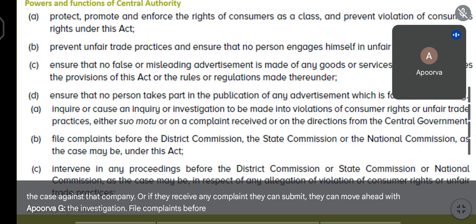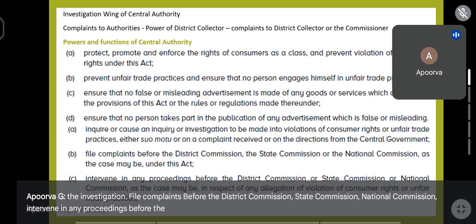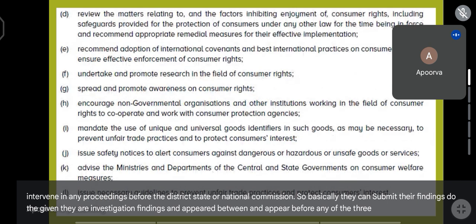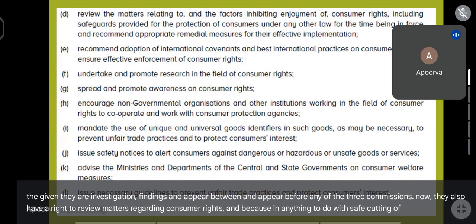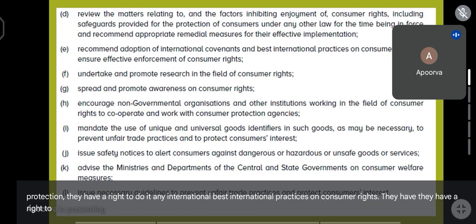File complaints before the district commission, state commission, national commission. Intervene in any proceedings before the district, state, or national commission. So basically, they can submit their investigation findings and appear before any of the three commissions. Now, they also have a right to review matters regarding consumer rights and anything to do with safeguarding of consumer protection. Any best international practices on consumer rights, they have a right to adopt it. Undertake and promote research in the field of consumer rights.